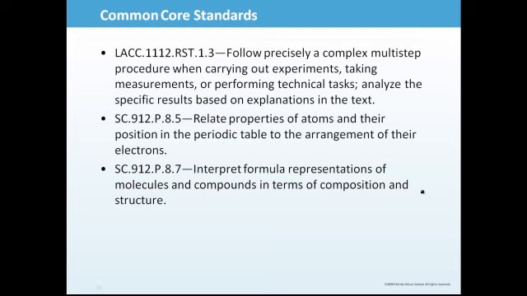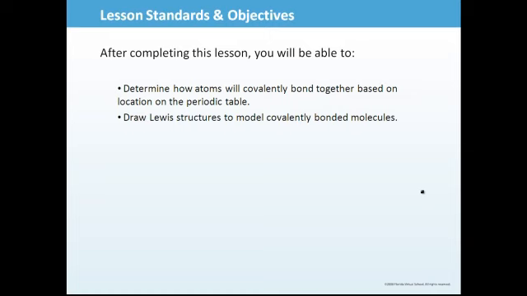First, before we do that, I just want to mention the standards that we will be addressing in this lesson. For this lesson in particular, the two objectives that we have is to determine how atoms will covalently bond together based on their location on the periodic table. And then we're going to do some Lewis structures to model covalent bonding.